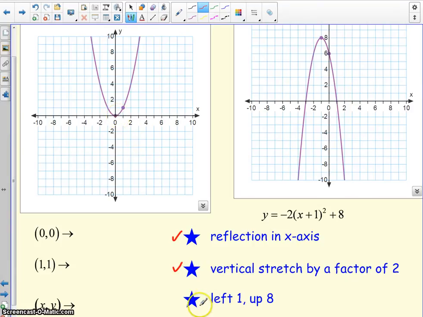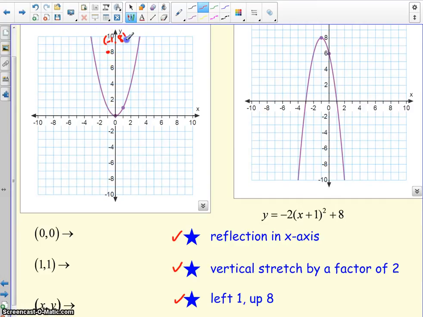Next I'm going to take this point and move it left 1 and up 8. From this point, that's still at 0, 0, I'm going to go left 1 and then up 8. 1, 2, 3, 4, 5, 6, 7, 8. And I wind up here. The coordinates of this point are negative 1, 8.